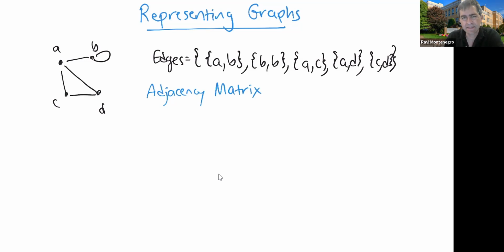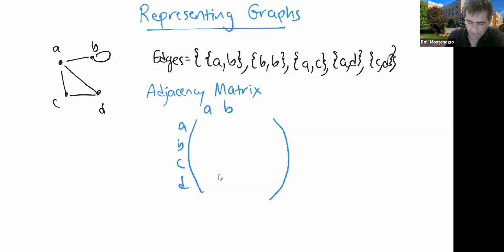So in an adjacency matrix, we take our graph and we want to write it as a matrix where we have one row for each vertex and one column for each vertex. And then if there is an edge, say from A to A, I would put a 1 here. Well, looking at our graph, there is not an edge between A and A, so I put a 0. If there is an edge from A to B, I would put a 1 there, and there is one. From A to C, I would put a 1, and then from A to D.